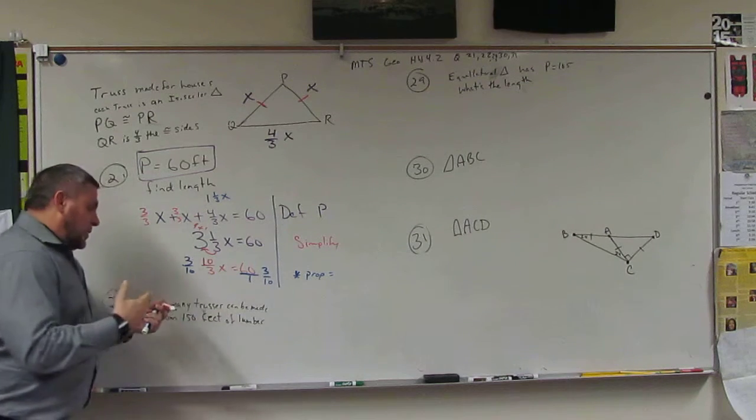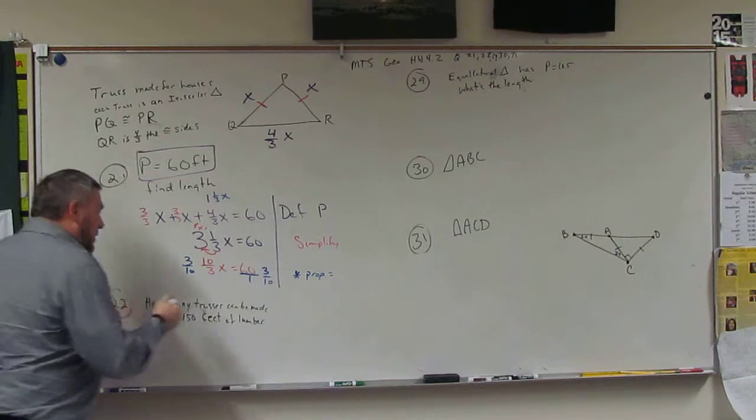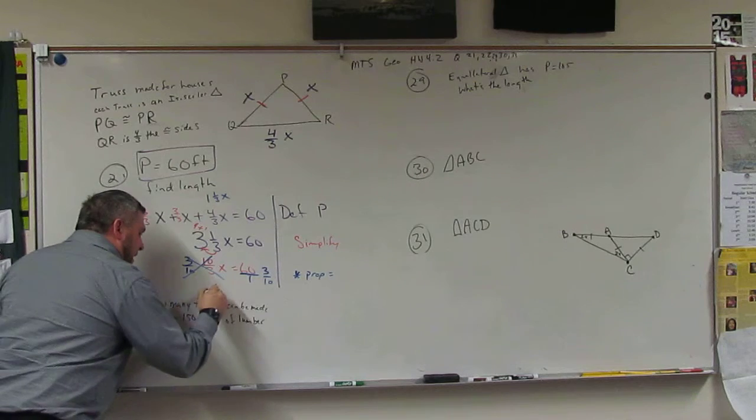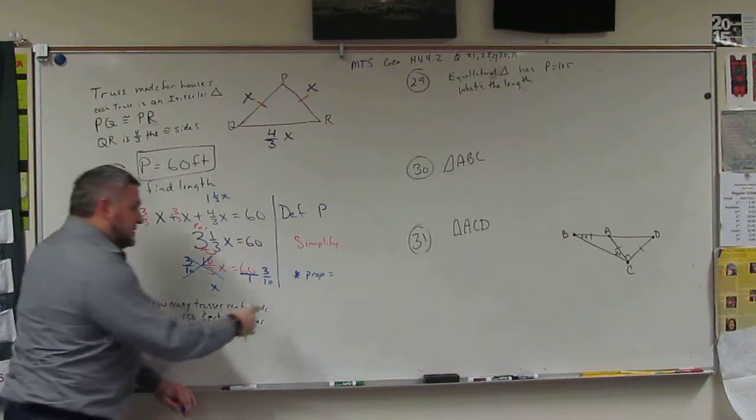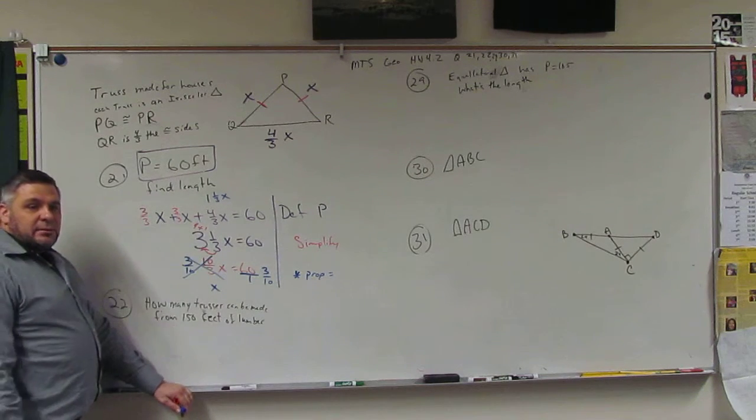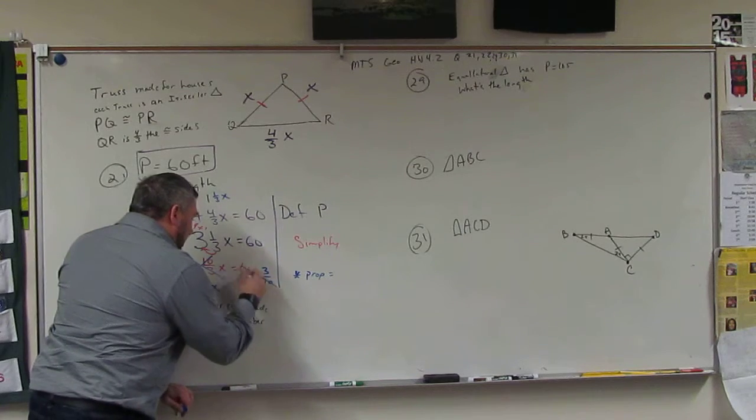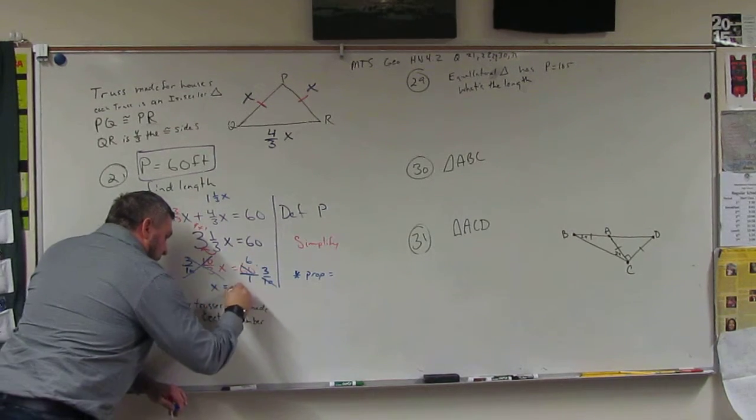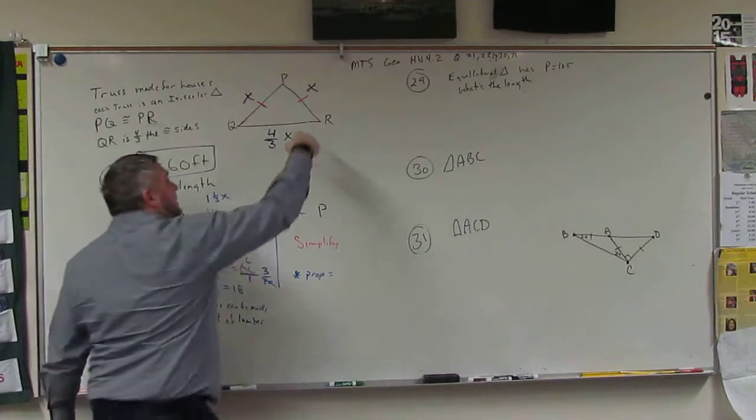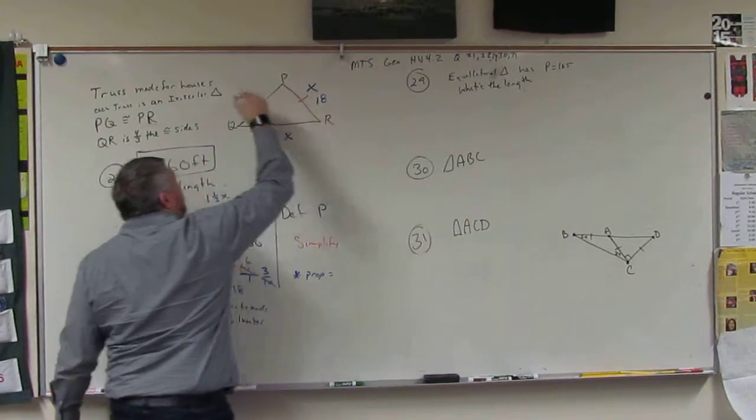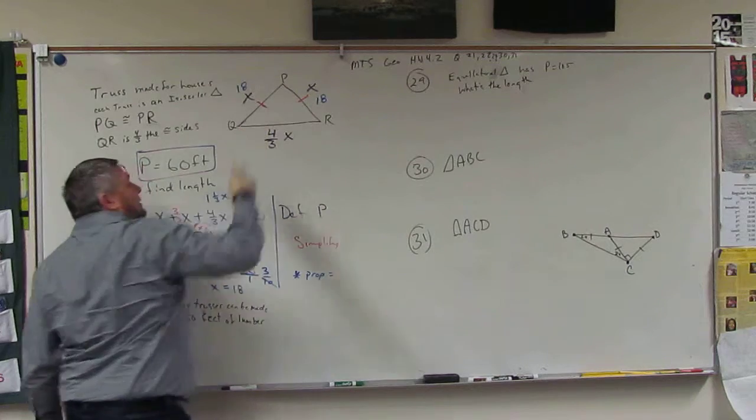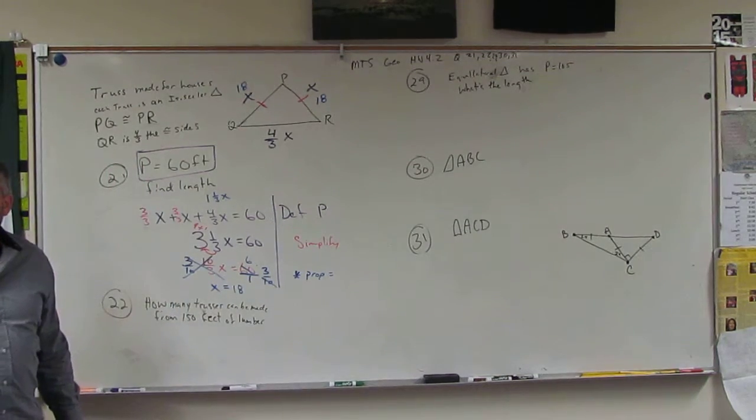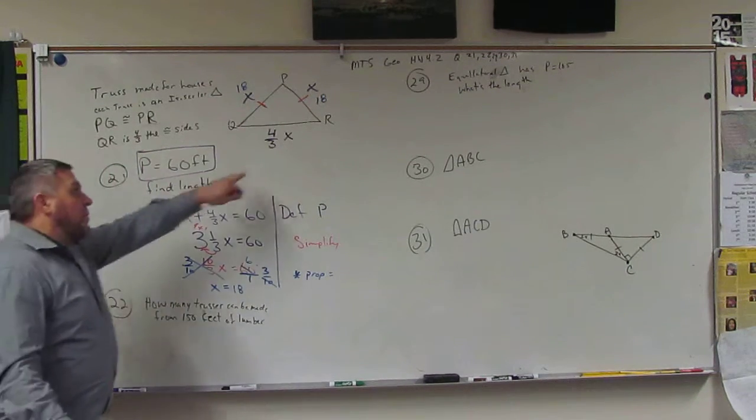So now we can cancel, and we get x. And then how many times does 10 go into 60? 6. And then 6 times 3? 18. So that tells me that this side is 18. And that tells me that this side is 18. Right? And that's pretty easy. But what about this side?